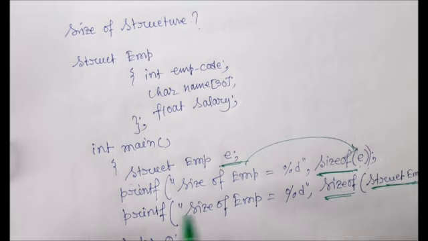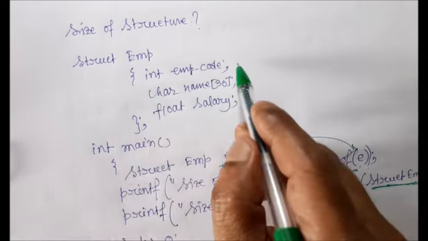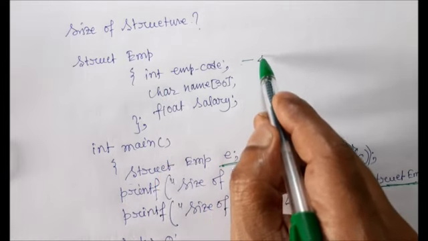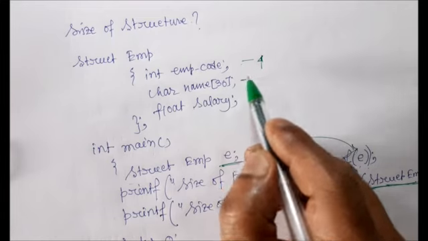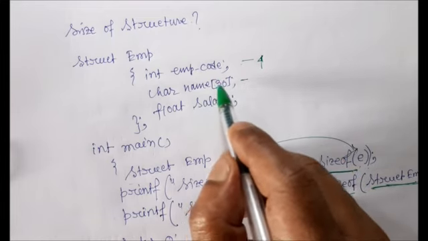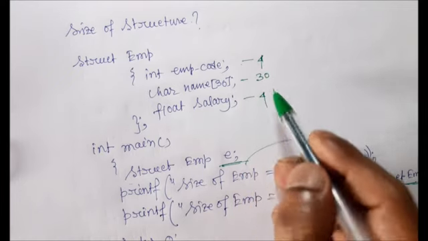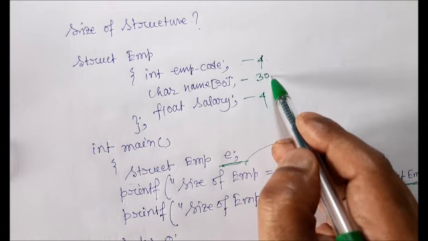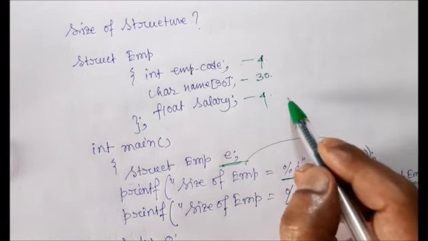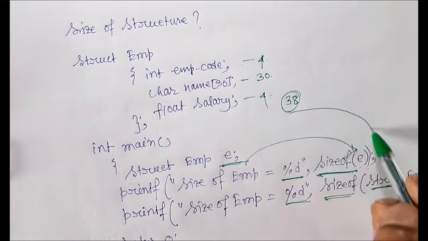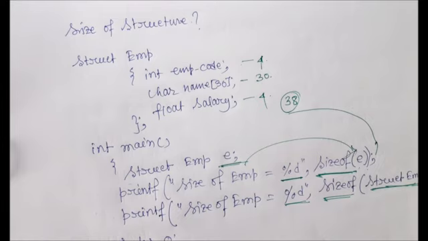So, if I use the printf statement, how many bytes will be allocated? The return type of the sizeof function is always integer. That is why the format specifier is always %d. So, look at this: in the int employee code, for example, the size of integer is 4 bytes. If I consider 4 bytes, and character is 1, so for 30, the size of the array is 30, so it will take 30 bytes of memory, and float is 4 bytes, so it will return 38, but it normally does not happen in a structure.